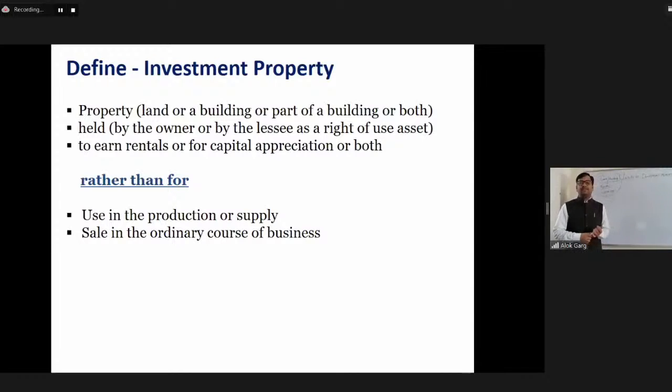Now we will be discussing the most important part, investment property. So before moving on to the definition, let me look at the query. If you have any query, we will be discussing that. Just a minute, the query box is uploading as of now. Just give me 2 seconds.